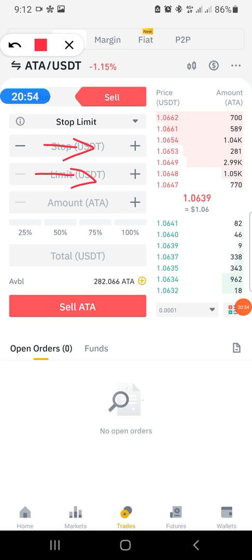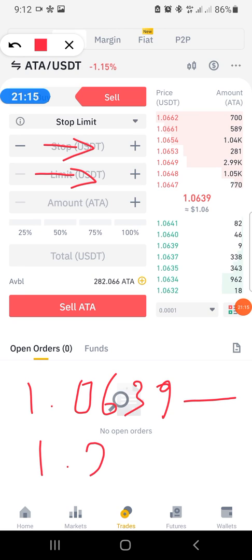You can say, okay, the price of this coin is now at 1.0639. You can say, buy this particular coin from 1.0639 to 1.2. What this simply means is that no matter whether the market price is going up or coming down, the market will keep on buying within this range.